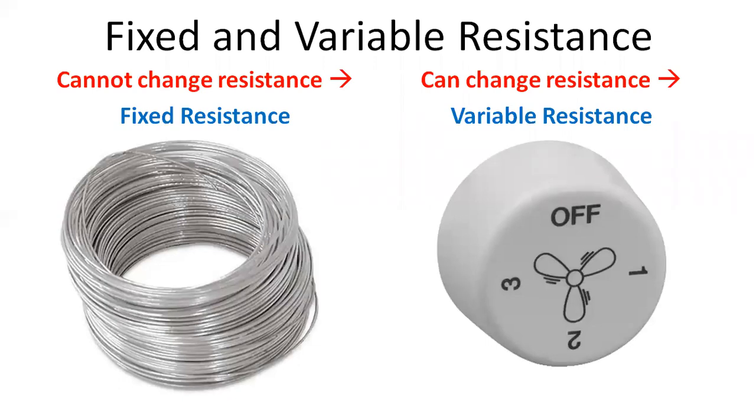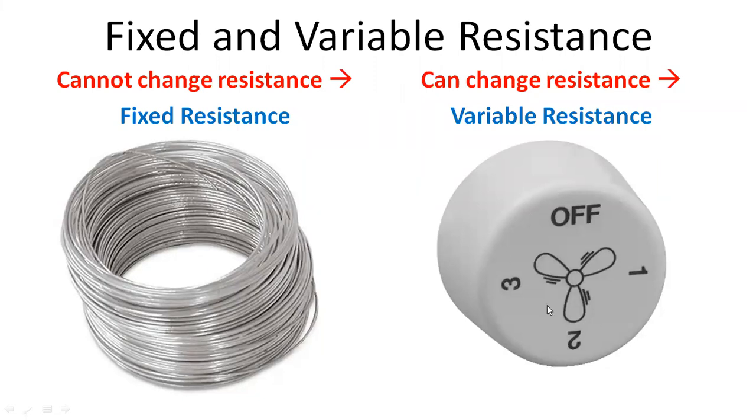Now we are going to see something called fixed and variable resistance. What is the main difference between the two? For example, here I have taken iron wire. Just focus on this. It's a bundle of iron, which I have beaten into wires to make a big bundle. This is something called fixed resistance.